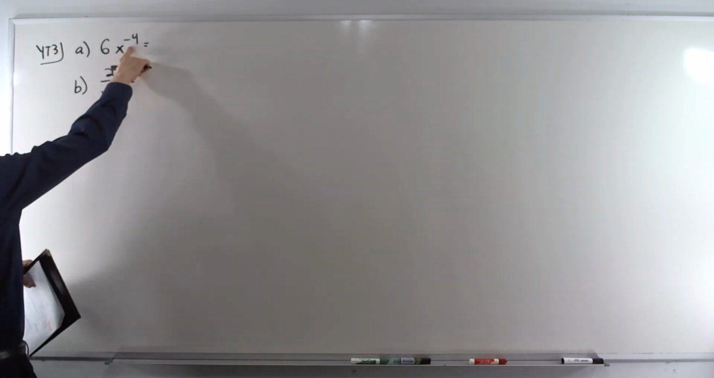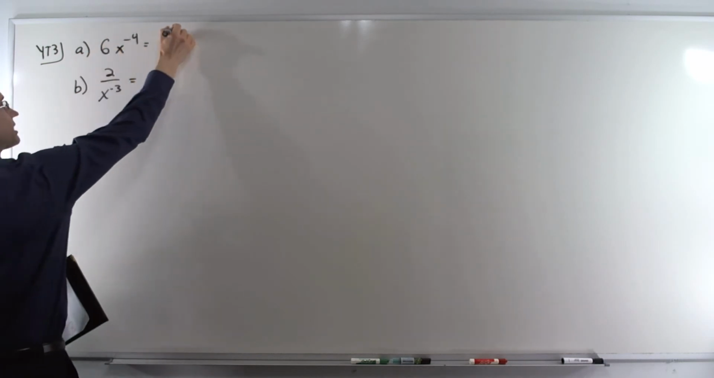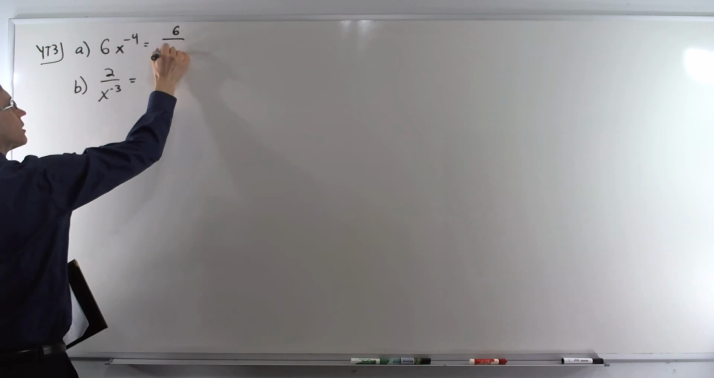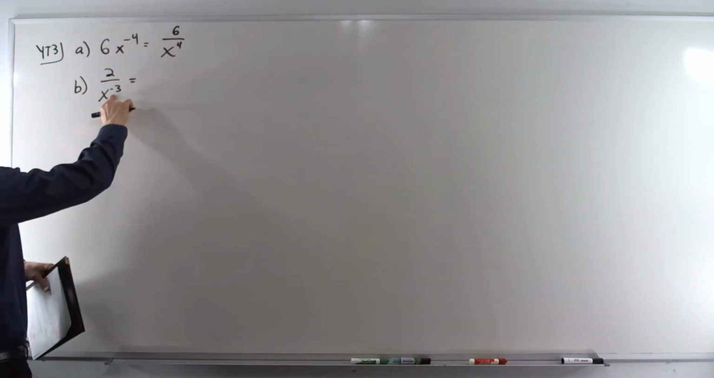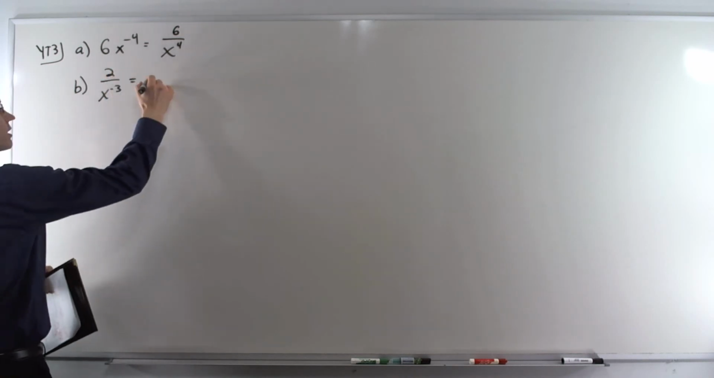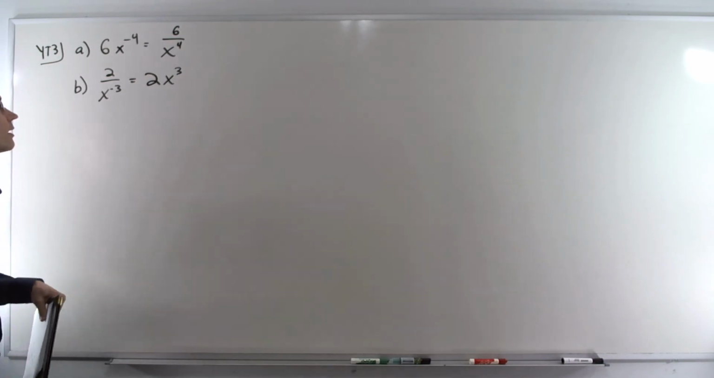So the first one, we've got this in the numerator. We're going to move it to the denominator. The 6 stays in the numerator. So that becomes 6 over x to the 4th power. And with this one, we're going to take this and move it up into the numerator alongside the 2. That becomes 2x to the 3rd power.